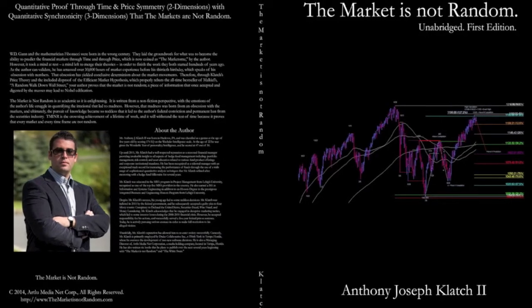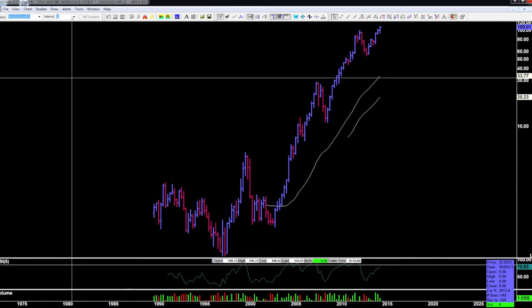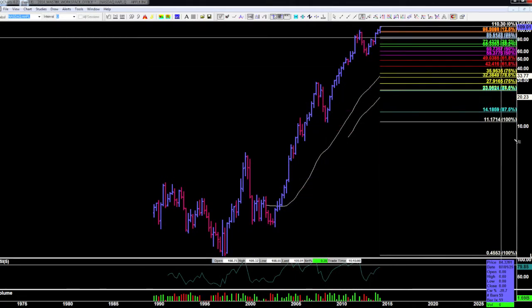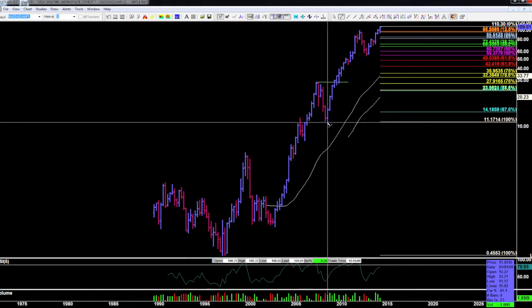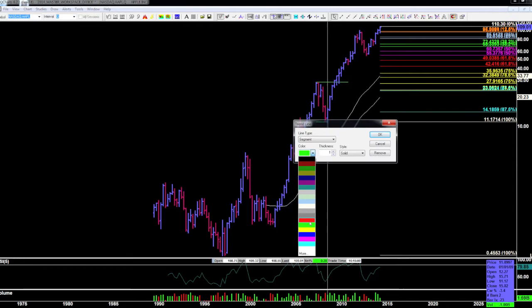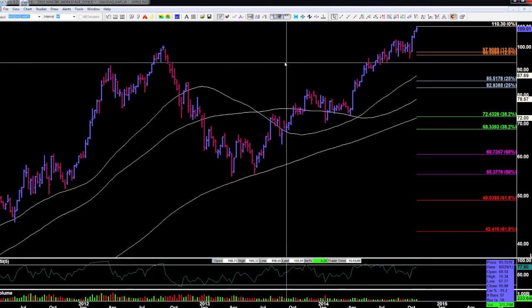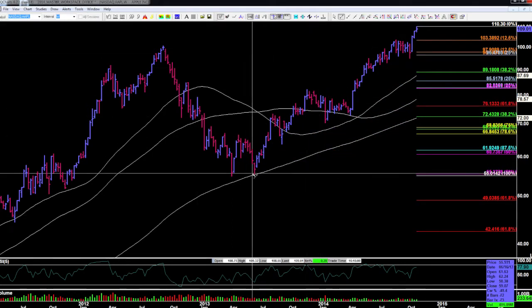This is an Apple version of Time and Price Symmetry. What you can see here is the Apple quarterly chart going back to all-time history. You see we have a logarithmic chart and we draw the retracements from basically all of the history that we can see. Then we've zoomed into the weekly chart and have also drawn the retracements on the stock.